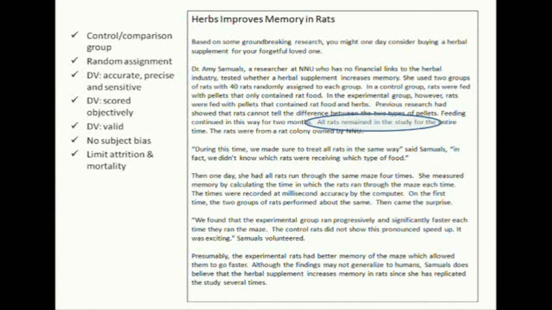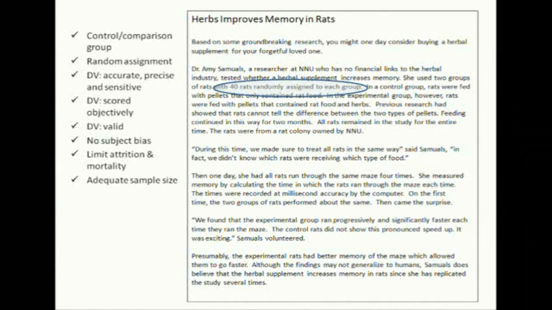Also, there should be an adequate sample size. In this case, there were a total of 80 rats, which is pretty good. Although an adequate sample size depends on a number of different factors, sample sizes which fall below 20 per condition would be cause for concern if the results show no differences between groups. And that's a nice rule of thumb.